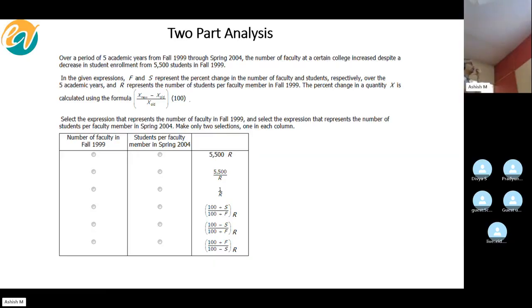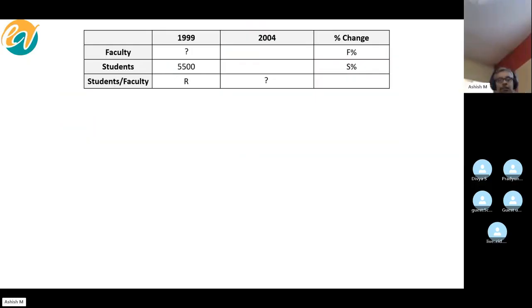Percentage change. And how do you find out percentage change? X new minus X old divided by X old. This is how you find out percentage change. R represents the number of students per faculty. So I've drawn a table on the next slide. Notice this is the information that is given to us. This is 1999, 2004. Faculty change is F% over these years. Student change is again S%.